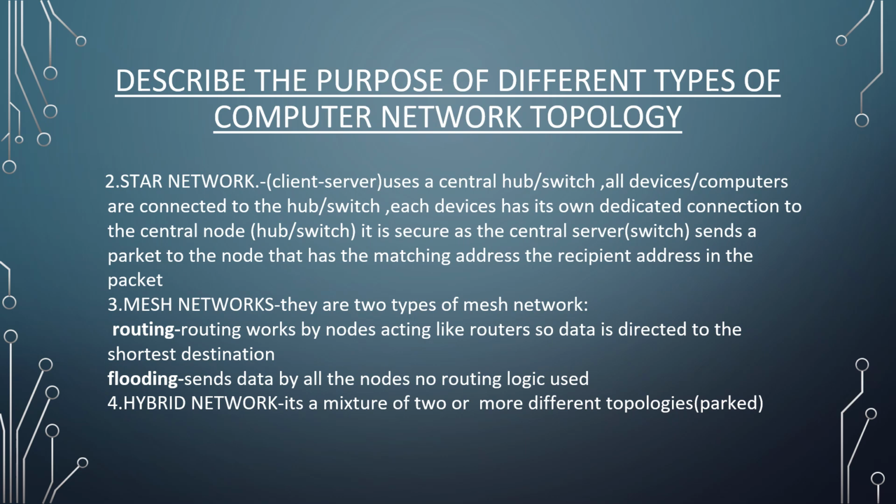Mesh networks are divided into two types, the routing and the flooding. Routing works by nodes acting like routers so that data is directed to the shortest destination. Flooding sends all data by all nodes, no routing logic. The hybrid network is a mixture of two or more different topologies, in brackets, packets.